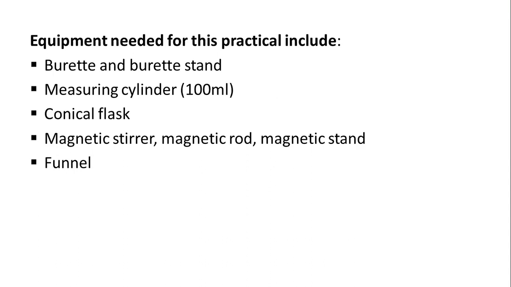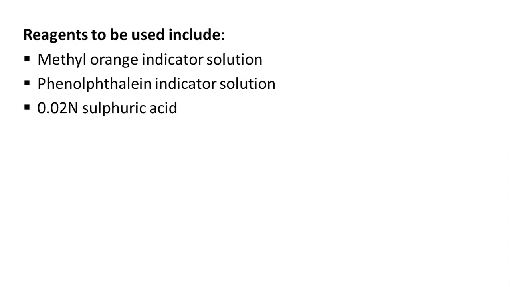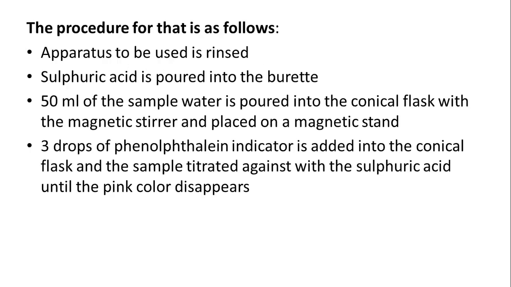So we're going to need a burette stand, measuring cylinder, conical flask, magnetic stirrer, magnetic rod, magnetic stand, and a funnel. And then the reagents for that, we'll use methyl orange indicator solution, phenolphthalein, and sulfuric acid. Next.